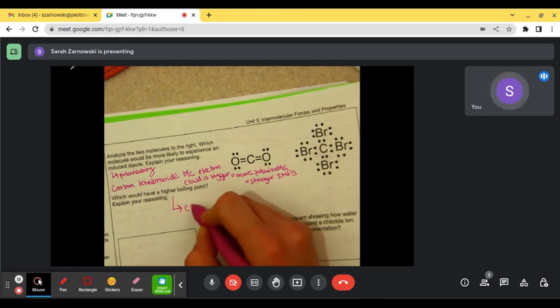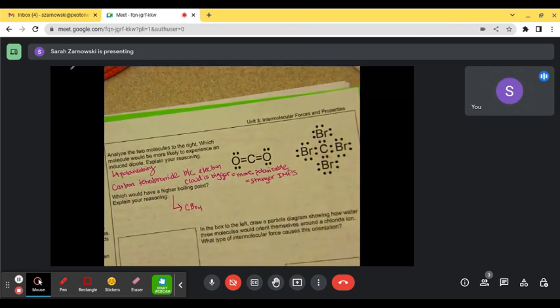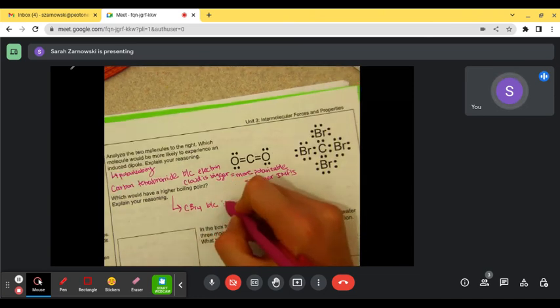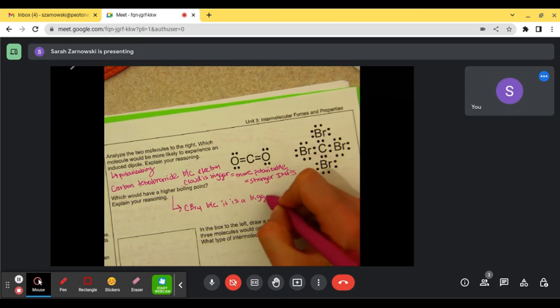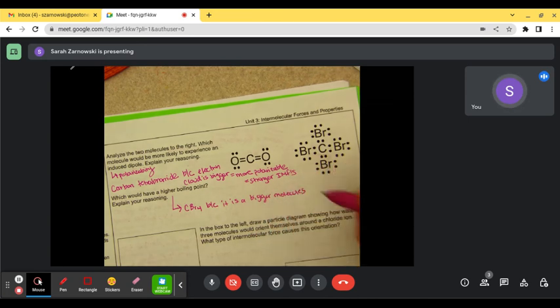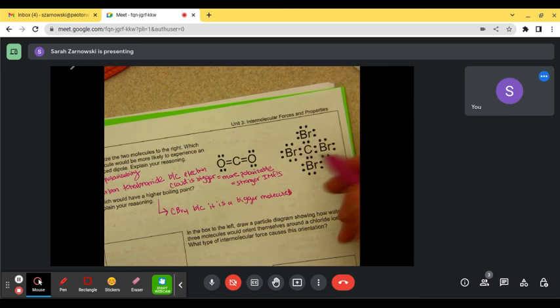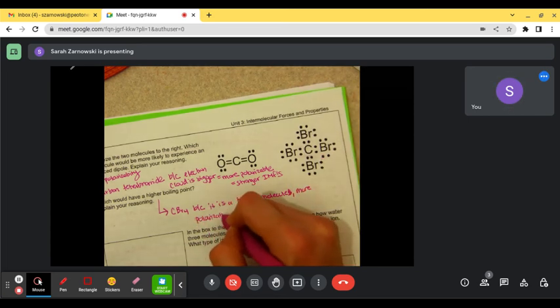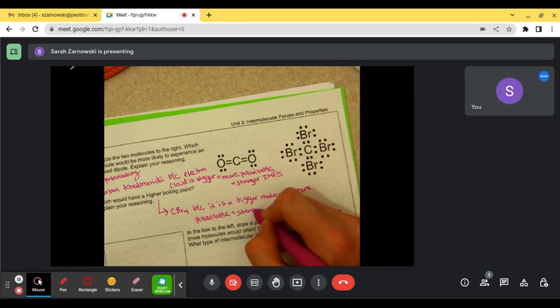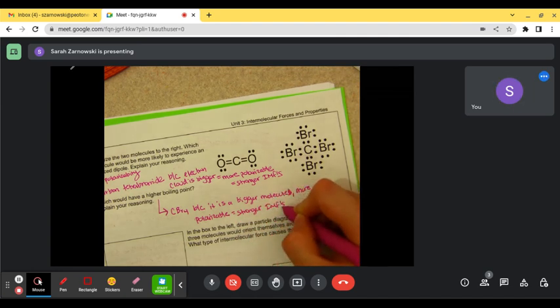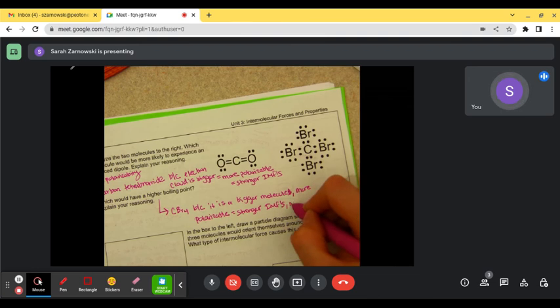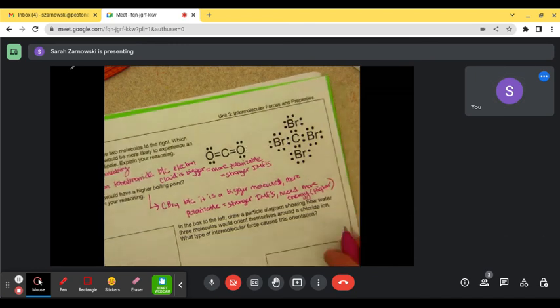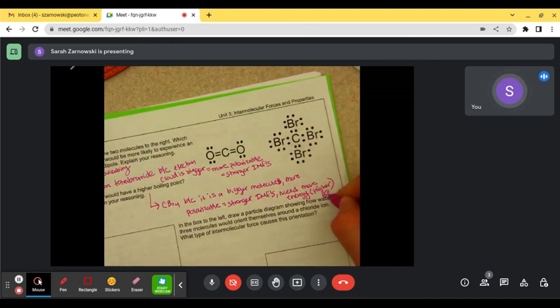It's going to be CBr4, because it is a bigger molecule. So you're kind of restating the same stuff again. More polarizable equals stronger IMFs. And then you need more energy, which means higher boiling point. I'm going to say BP for boiling point.